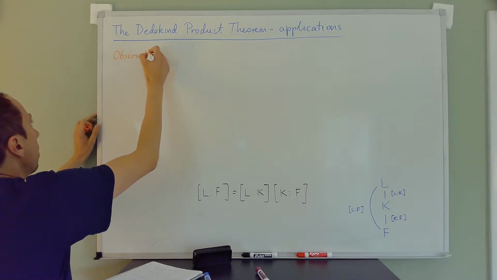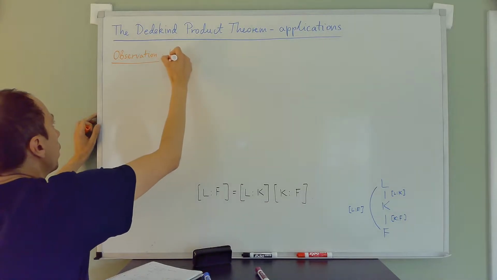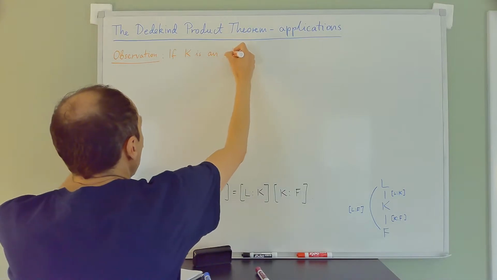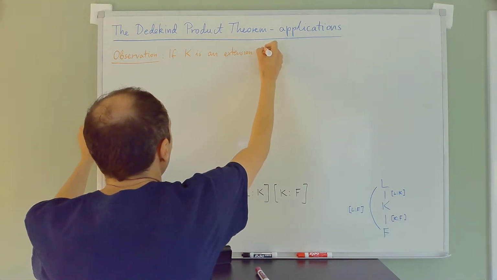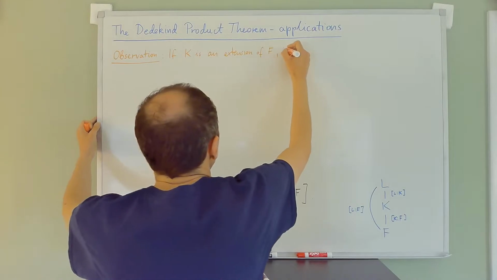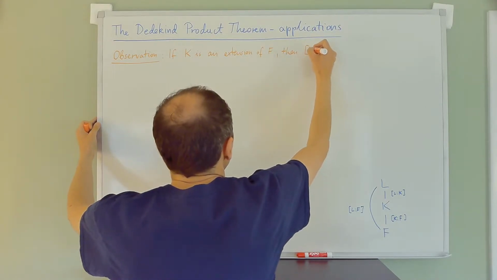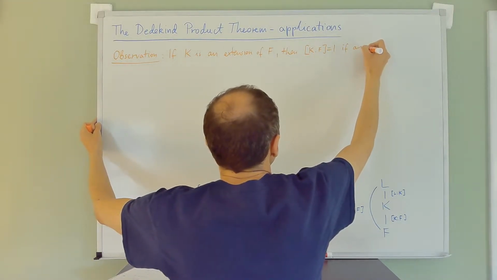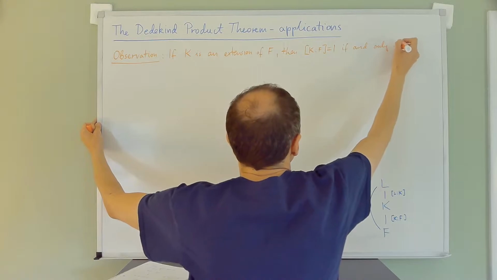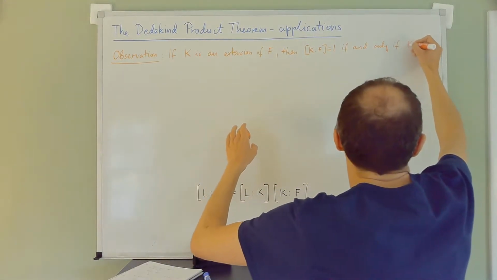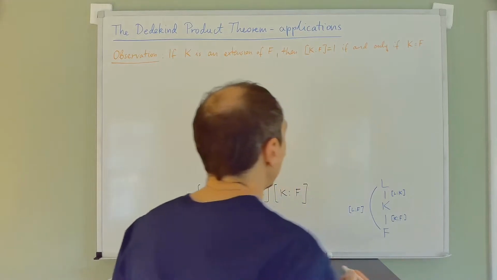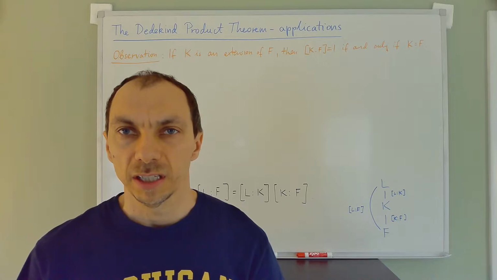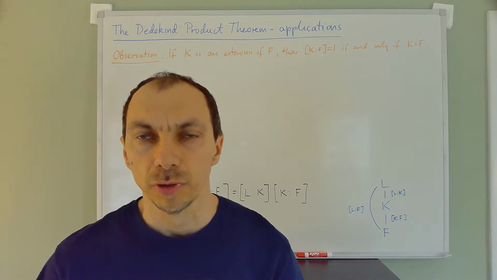Observation. If K is an extension of F, then the degree is equal to 1 if and only if K is equal to F. Okay, I'll leave the proof to you, but let me just explain a little bit why this should be true.